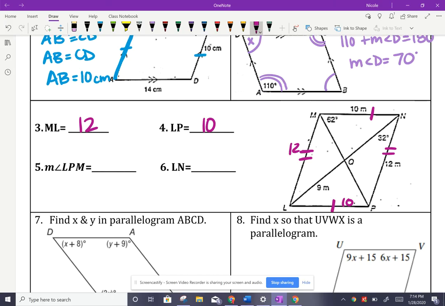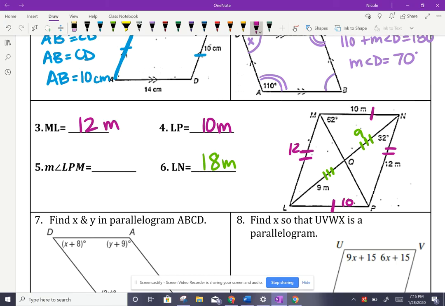LN is a diagonal. Now diagonals, we remember that those diagonals bisect each other. So this is congruent to this. So if LQ is 9 and QN is 9, the whole thing would have to be 18. And we are talking all in meters. Do not forget your units, guys. Do not forget your units.